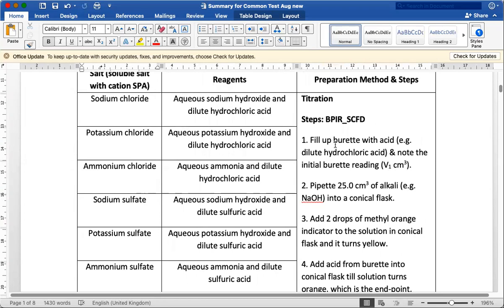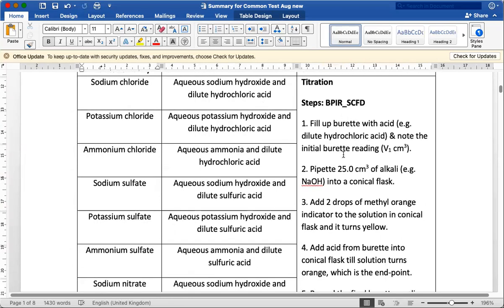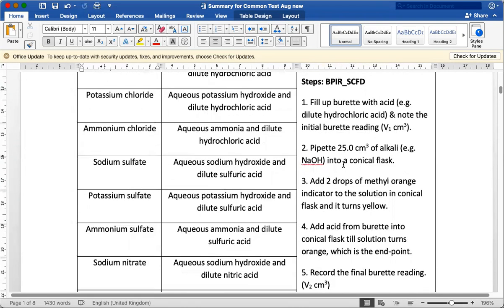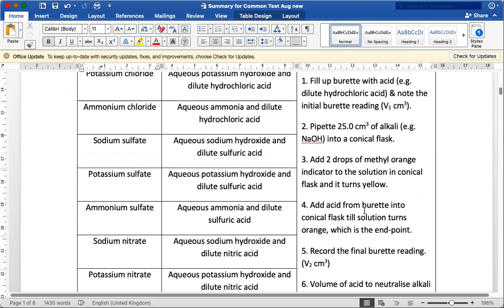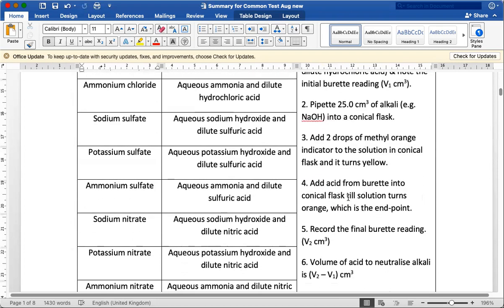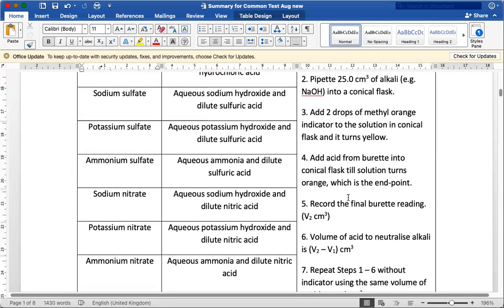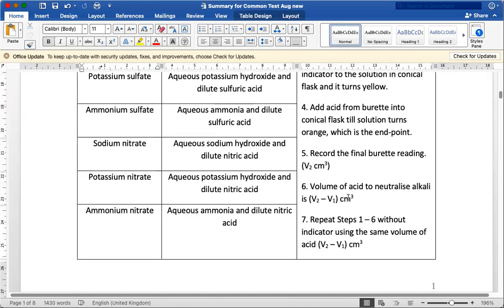B stands for burette. So you prepare your burette by filling it up with acid or alkali, up to you, and note the initial burette reading. P stands for pipette. Then you pipette your alkali into your conical flask. And then you add your indicator, which is represented by I. It will be good that you remember some indicators like methyl orange and remember the colors in acid, alkali, and the endpoint. So the solution in the conical flask is alkali. The methyl orange will turn yellow in the presence of alkali. And then you add acid into the conical flask from the burette until endpoint where the indicator shows a color change to orange. Record the final burette reading and calculate the volume of acid to neutralize the alkali.